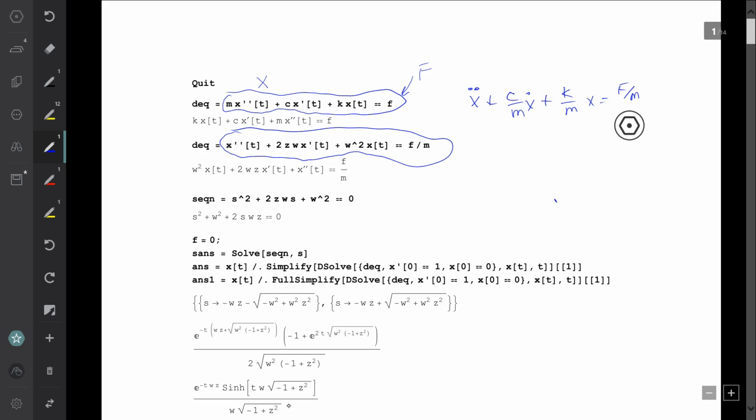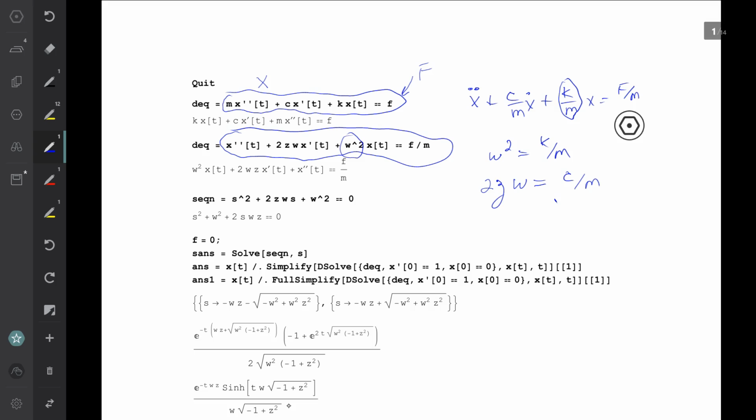So this term is in front of the x, and so that's what this term is. So w squared is equal to k over m. It's usually called omega. It's a frequency. And then the second term is usually zeta. I write it as z because it's more convenient in Mathematica. So this will cause them to match up.